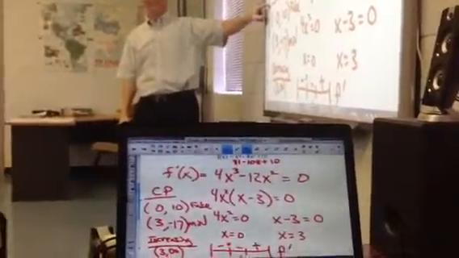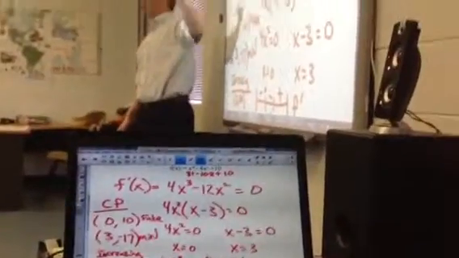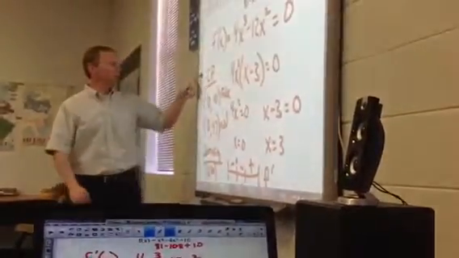Second derivative test. That's all we need. So we go back to our first derivative and we do the derivative of that. The derivative of 4x cubed is 12x squared.